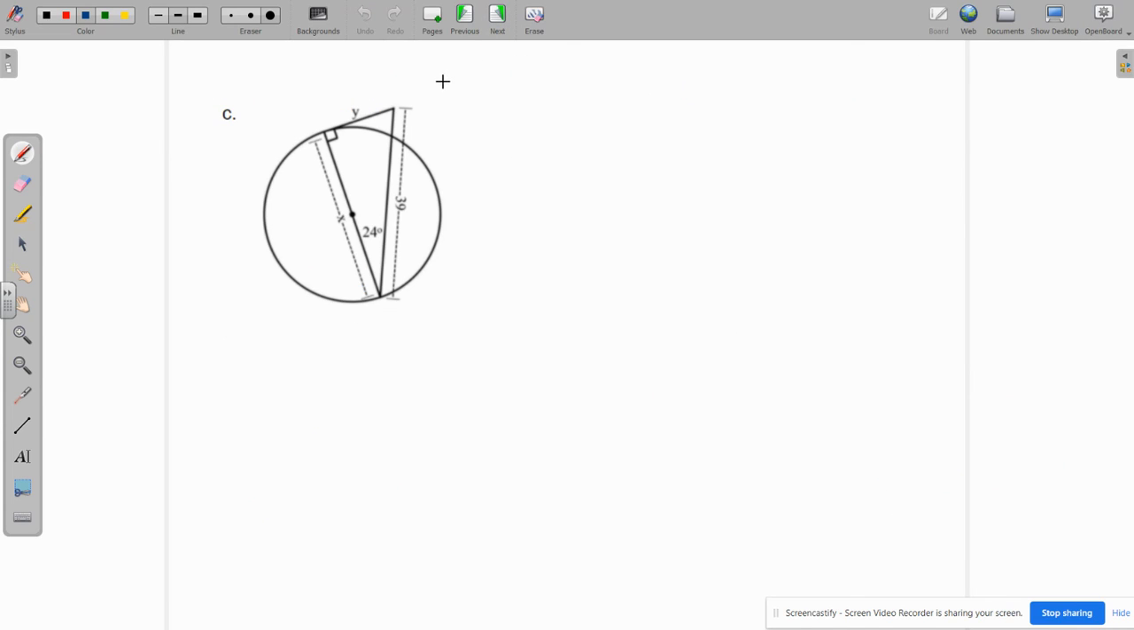The last problem here has us solving for some missing sides, but in this case, we're given another angle here, and that means that we're going to be using SOHCAHTOA. We're going to have some trig functions that we're going to have to solve. So let's find one of these pieces at a time.